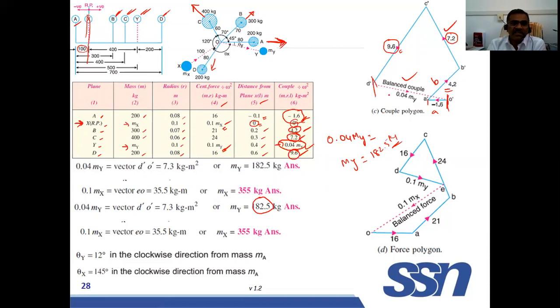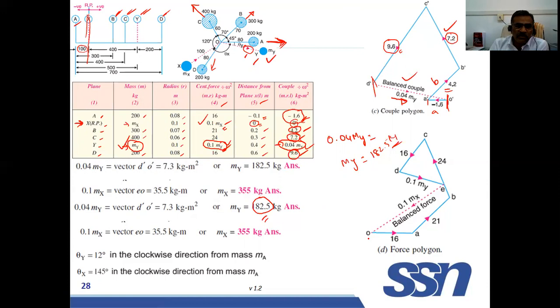Similarly, you can find the direction also. You can find the direction of mass my. What is the direction? This is the direction. See, here it is given here. Mass is known, direction is known, already radius is given. So regarding mass y, we know all the details. Now you substitute here. Already we know the my value. We calculated from the couple polygon. Now in the force polygon, only unknown is this. Now you can draw the force polygon.